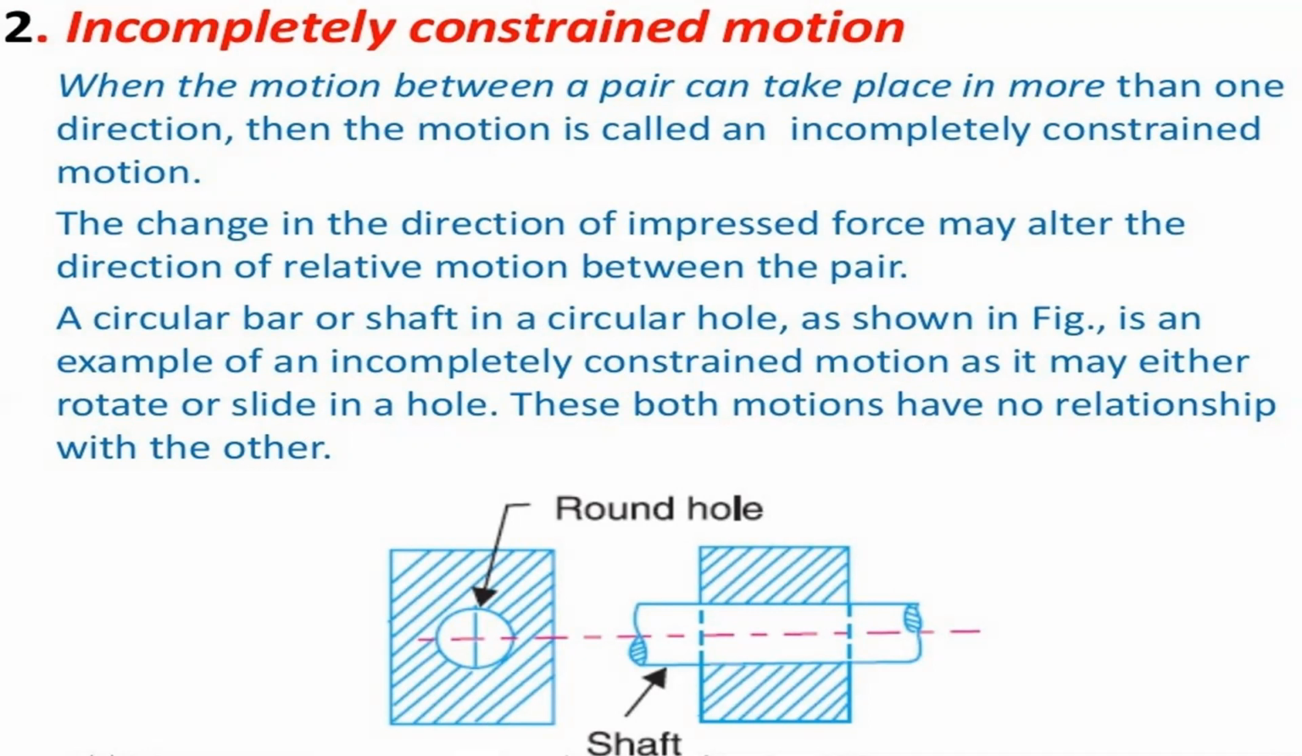The change in the direction of the force may alter the direction of relative motion between the pair. The best example for incompletely constrained motion is a bolt and nut. These can move in two directions: one is the reciprocating direction and another one is the circular motion. So in both the directions we can see incompletely constrained motion.